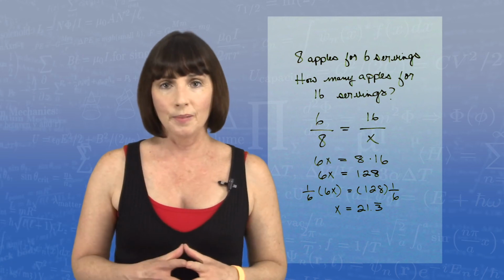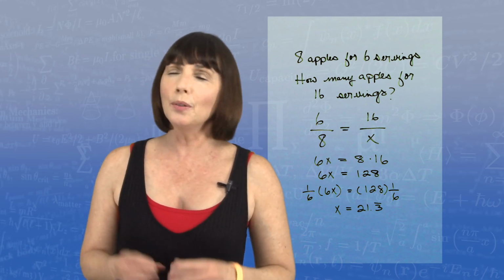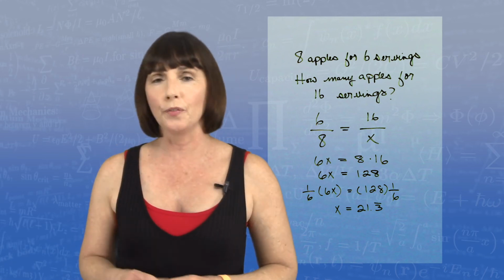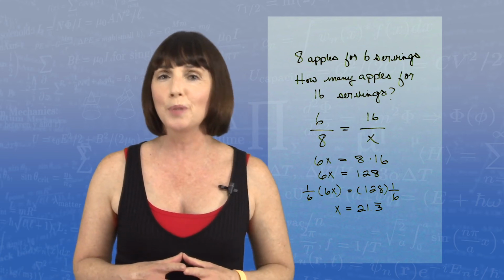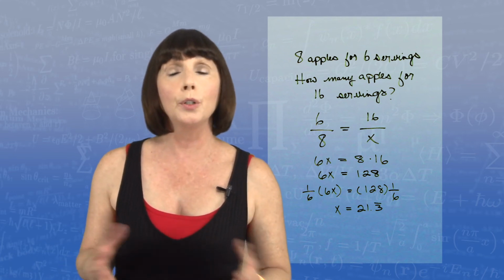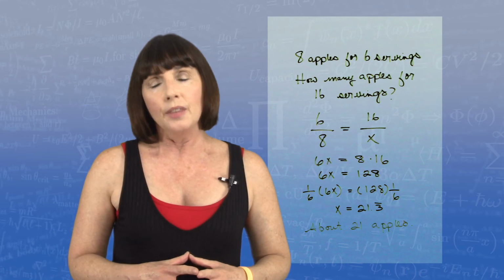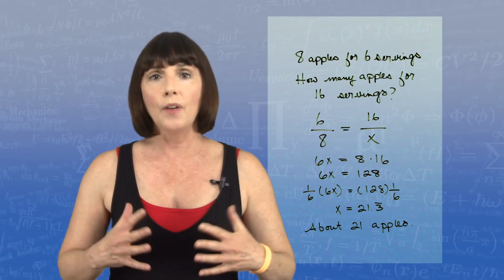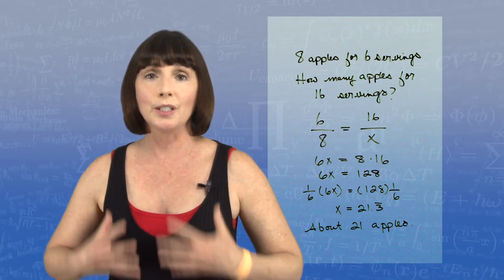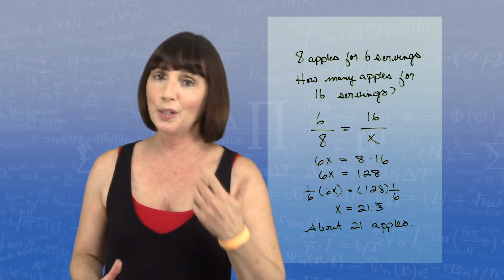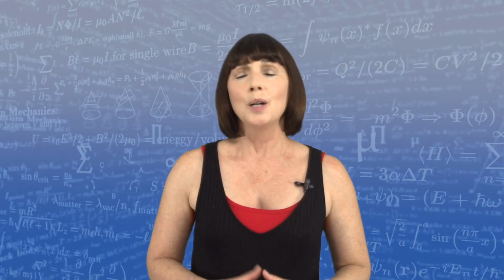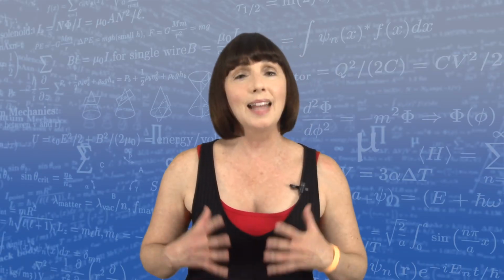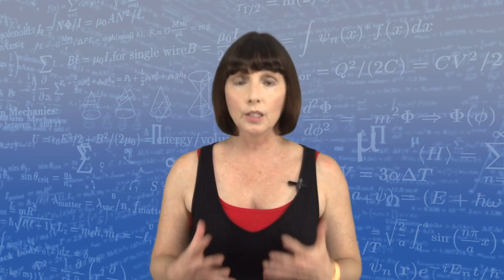21⅓ apples. Now, you're making a recipe. You don't actually have to use that 1/3 of an apple. If you use 21 apples, your recipe should come out fine. Or you could use 21½ apples. This gives you the right idea, though, of how to increase the portions of apples that you need for more servings of your recipe. Proportions are really useful and actually quite easy to solve.